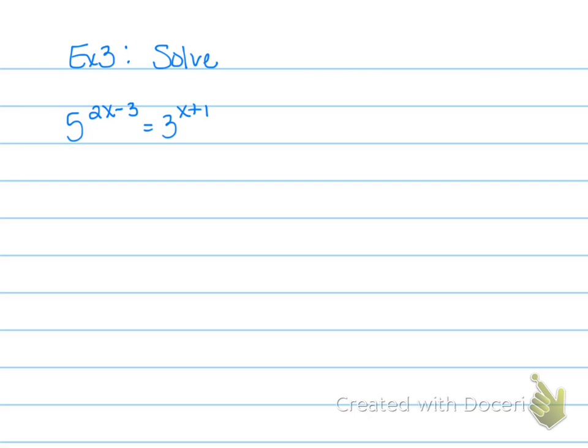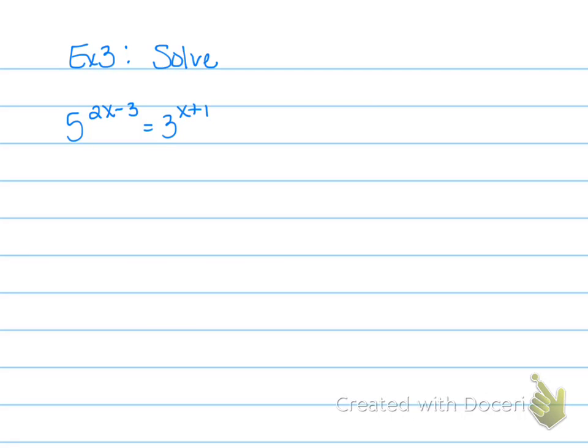Okay, 3.4 video 2. We're going to start out with example 3. And we're just going to solve this equation and approximate the answer to 3 decimal places. Alright, so we've got exponential expressions on both sides of the equal sign. So we're just going to go ahead. Step 1's already done. They're both isolated.